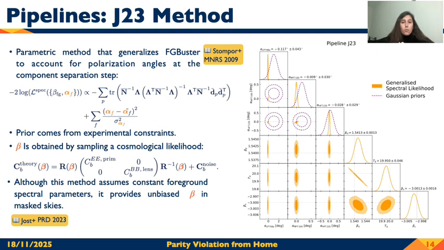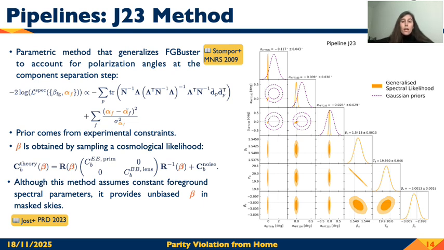This is for the J23 method. The difference with the previous one is that now the priors come from experimental constraints. So from calibration sources, polarized sources like Tau A, or from lab specifications, or from other calibration sources. The idea is then later, from the clean CMB map, beta is estimated by sampling this cosmological likelihood.